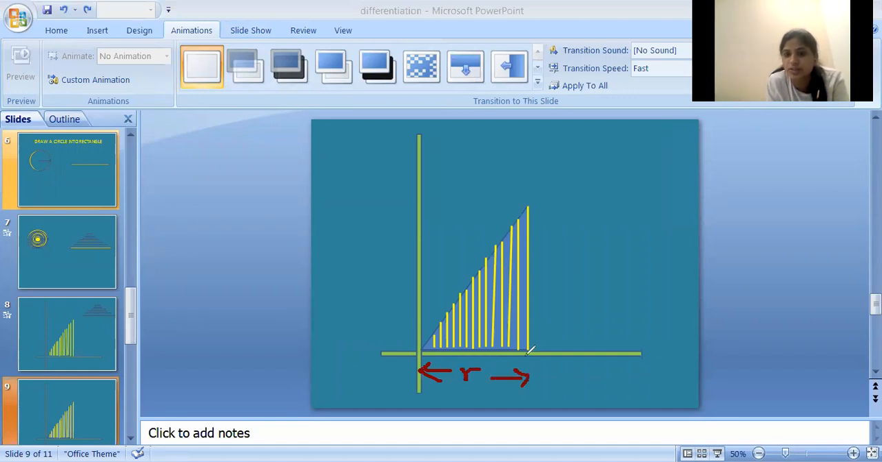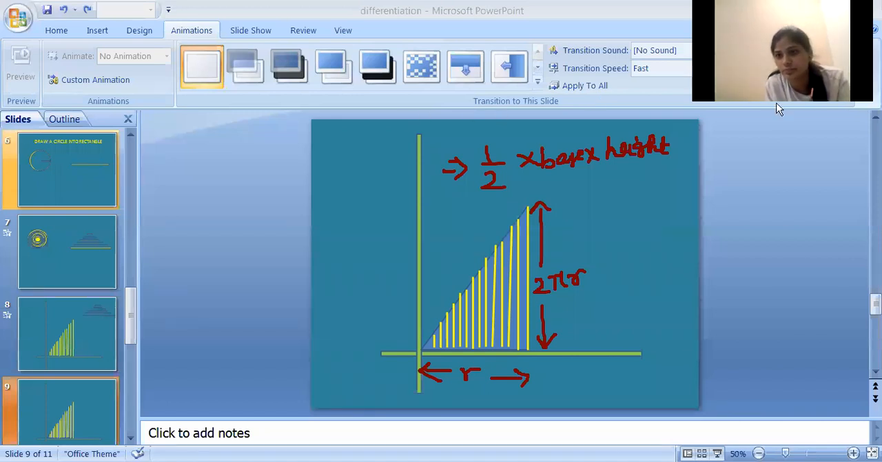The radius of the circle is also the base of the triangle. And I'm assuming the height of the triangle as the circumference of the circle. So now I'm going to substitute into the area of the triangle formula over here. So area of the triangle is nothing but half into base into height. Yes. So I can substitute the value of base and height. So the base is nothing but radius, I just put it as a small r, and the height is this 2 pi r.